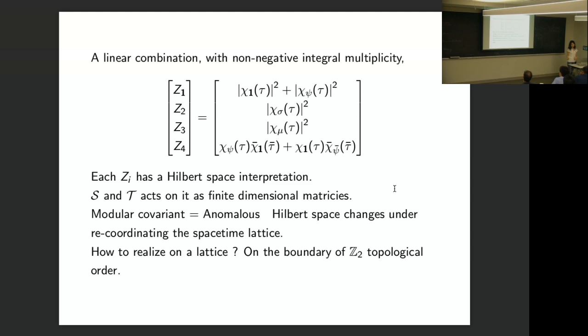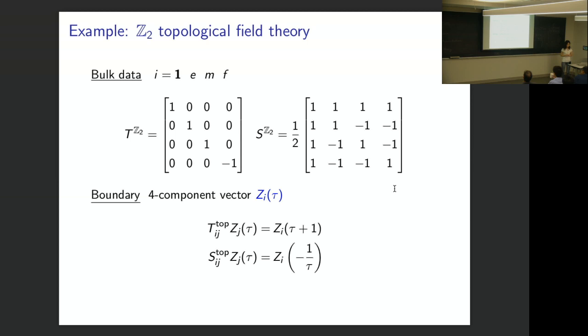So how do we realize this on a lattice? Actually, it can be realized on the boundary of Z2 topological order. Let's try to solve this anomaly matching equation with the topological data given by the Z2 topological field theory. Here, the bulk data has four kinds of anyons: the vacuum, two bosons and the fermion, and their S and T matrices are as such. So we are looking for a four-component partition function satisfying this equation.